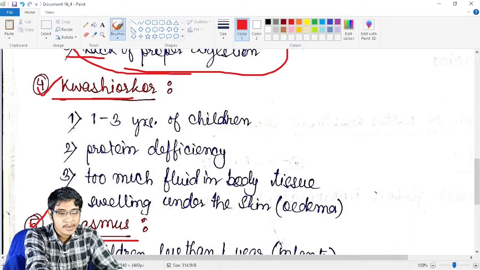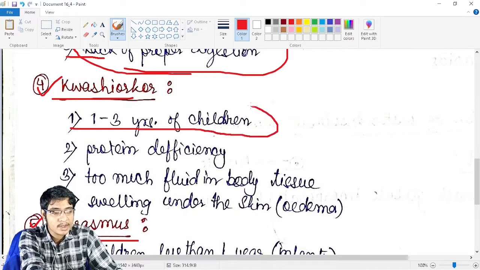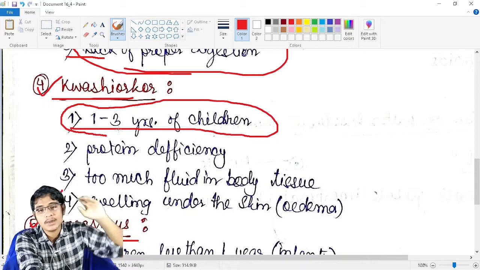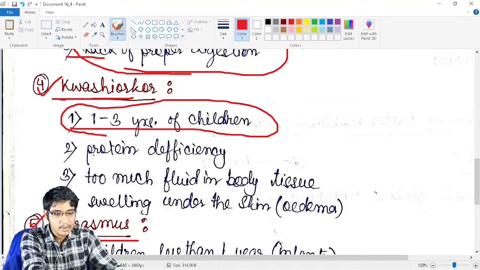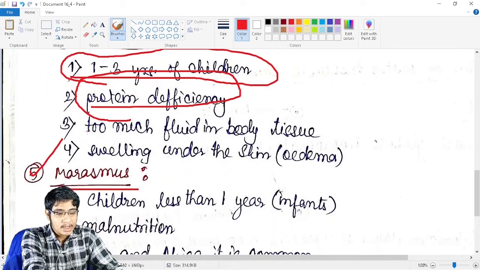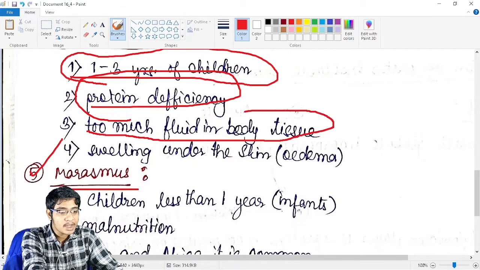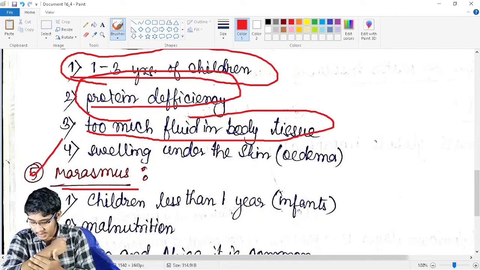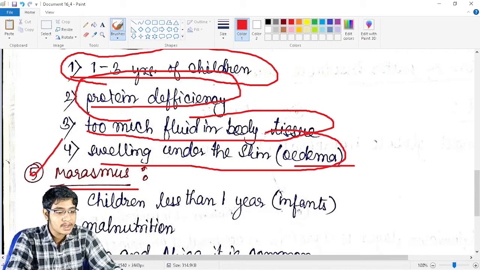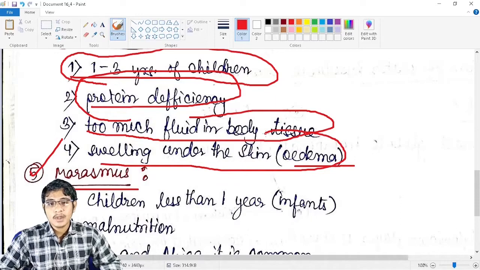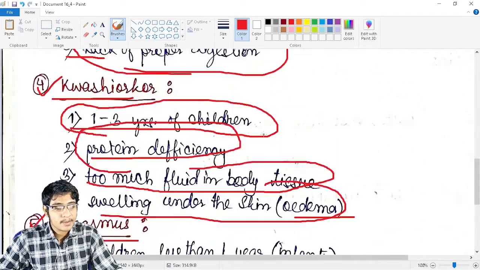Let's see. It occurs in children who are elder, 1 to 3 years. In them, kwashiorkor is common. Why does this happen? Due to protein deficiency. What are the symptoms? Too much fluid in body tissue. When fluid accumulates in our body tissue, it swells up, which is known as oedema. Swelling under the skin is known as oedema. So the patient swells up, and this is a symptom of kwashiorkor.